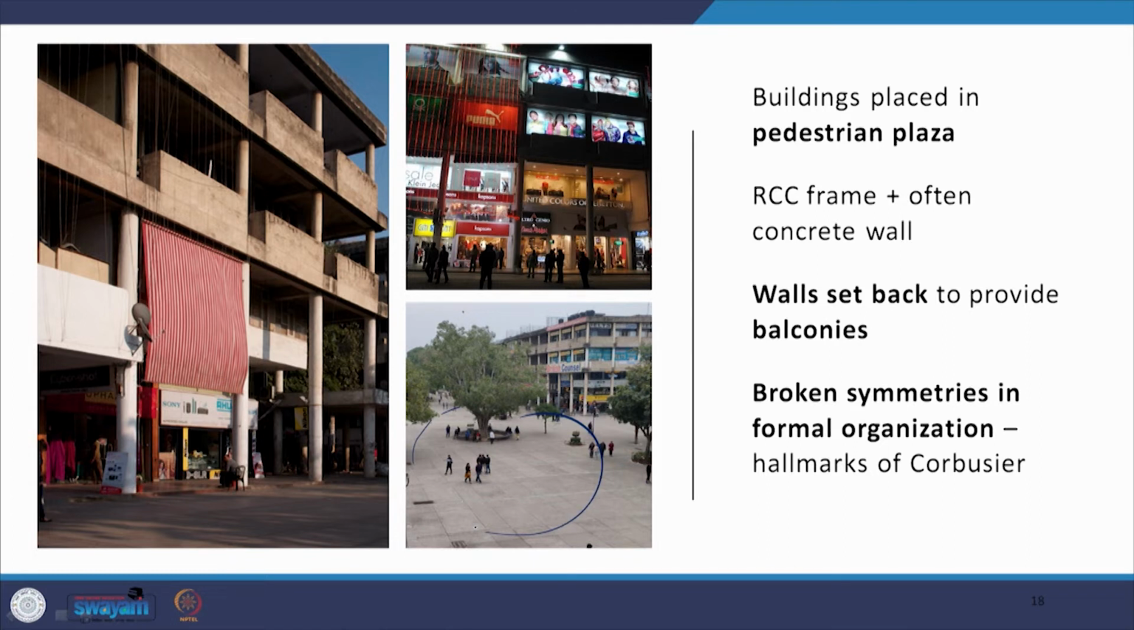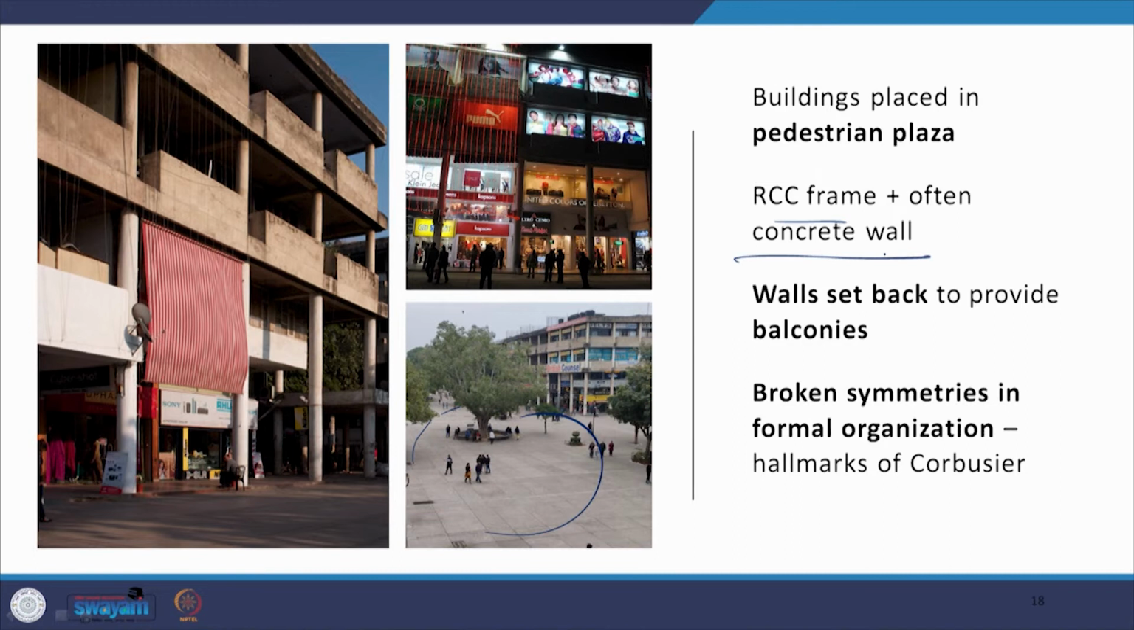Now we come down to the level of the built form, and again the buildings within sector 17 respond to this plaza as the buildings of the capital complex do. They are in RCC frame and often there is a concrete wall. The walls are set back to provide these balconies. Again there are broken symmetries in formal organization. Though the symmetry is broken, the formal composition of the building harmonizes or binds them together, as in the High Court building.